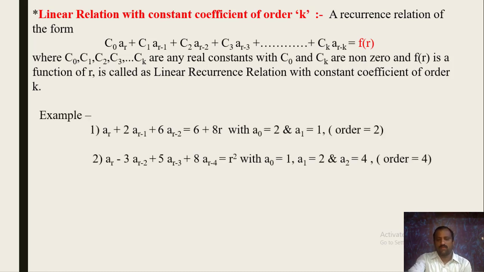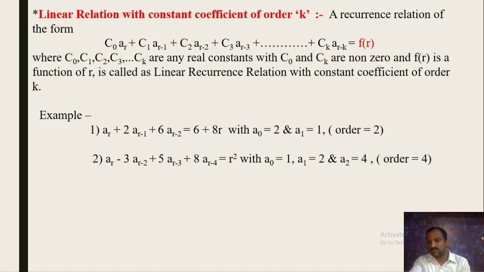Example number 1, AR plus twice AR minus 1 plus 6 AR minus 2 is equal to 6 plus 8R with A0 equal to 2 and A1 is equal to 1. Now, if we observe this particular reconciliation, what is your observation? The term of AR is present. That means in every recurrence relation the term of AR must be present. The term of AR is present. Moreover, what is the maximum number subtracted from the suffix of R? 2. Therefore the order of this recurrence relation is 2.